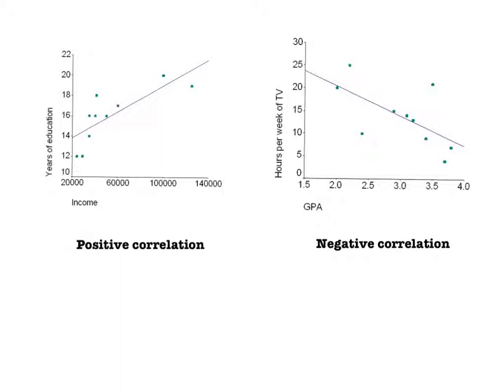You can tell by glancing at both of them that the key feature is the slope of the regression line that's drawn there for each of these graphs. On the left you have a positive slope, on the right you have a negative slope.